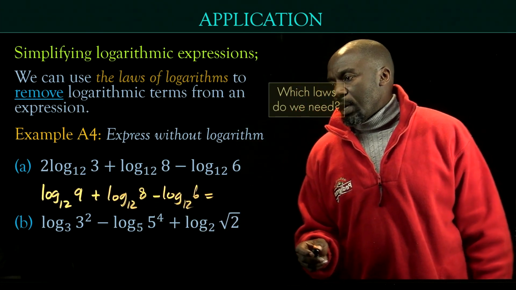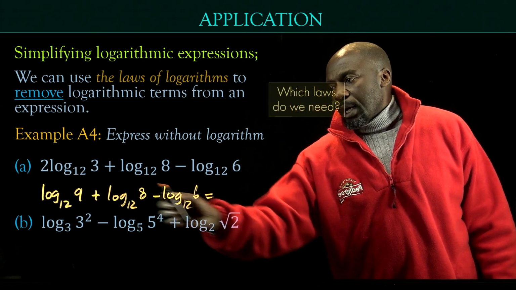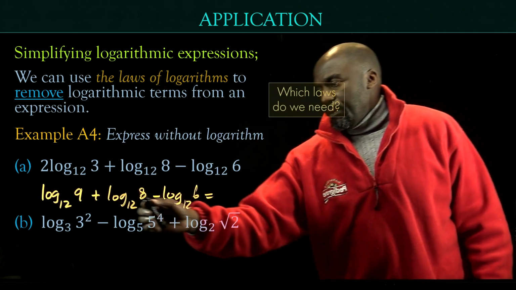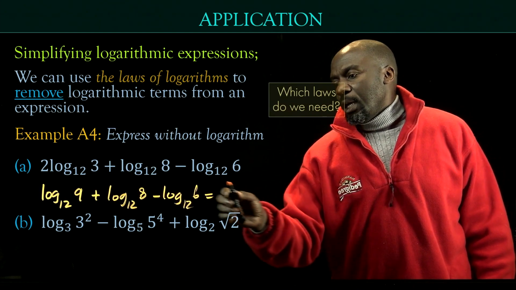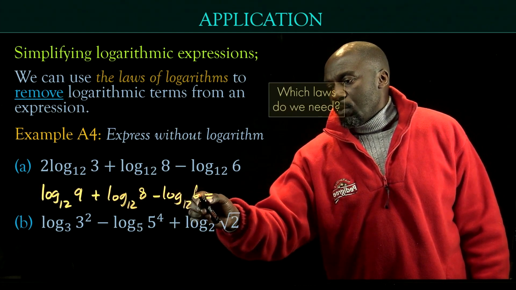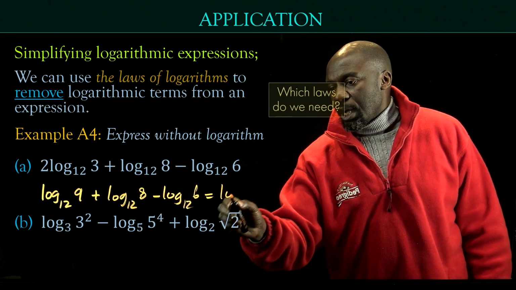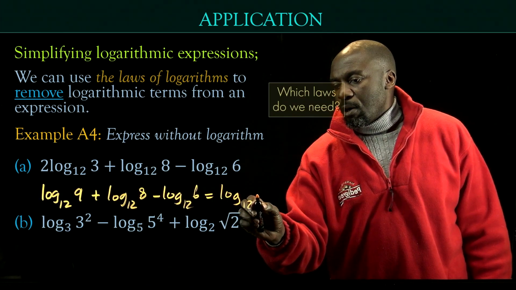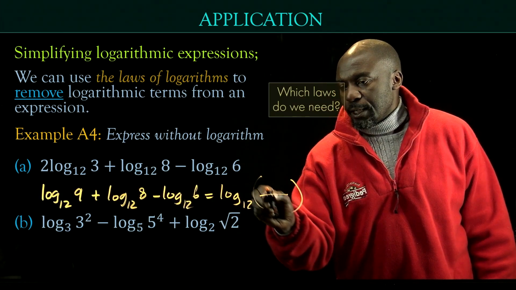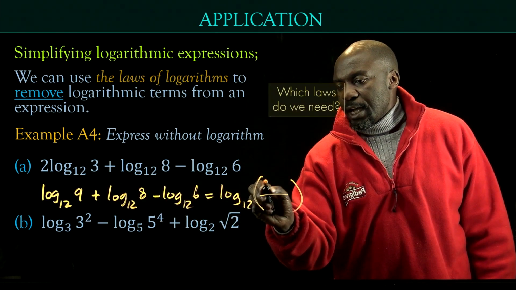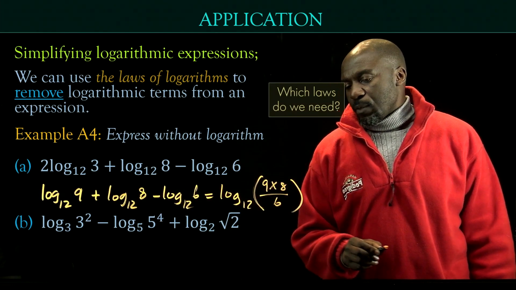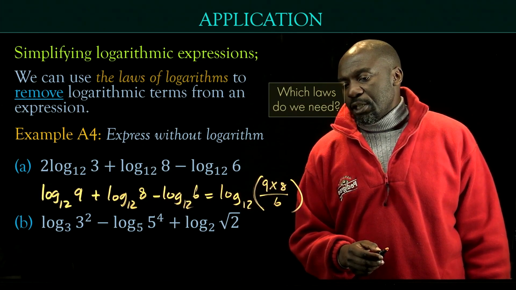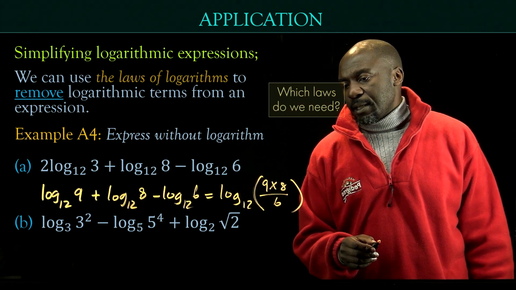Now, using law number 1 and law number 2, we can combine those into 1. If it is added, it will be in the numerator inside the argument, and if it is subtracted, we will put it below, right? So this becomes log to base 12 of, into bracket, 9 times 8 over 6. 9 times 8, I think, is 72. 72 divided by 6 is 12.